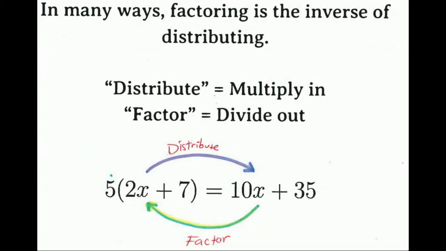In many ways, I like to think of factoring as the inverse or opposite of distributing. When you distribute, that means to multiply in, and when you factor, that means to divide out. So if we started with the expression 5 times the quantity 2x plus 7, and distributed the 5, we would get 10x plus 35. But if I started with the expression 10x plus 35 and divided out 5, and kind of went backwards, then that would be factoring, and I would have sort of undistributed that 5. So in many ways, that is what factoring is all about.